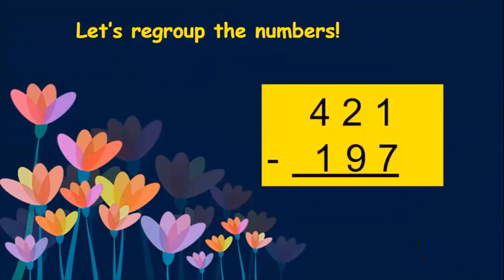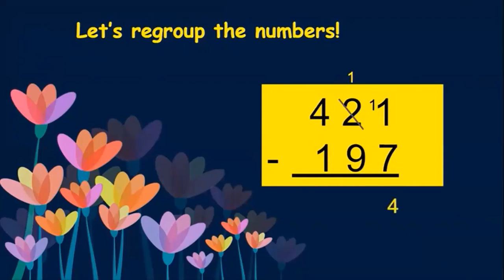Now, we have 421 minus 197. So first, look at the ones column. We have 1 minus 7. So we cannot subtract 7 from 1. So what are we going to do? This time, we are going to regroup the numbers. First, we are going to borrow 1 from 2. Then 2 becomes 1. And what happens to the one that you borrowed from 2? 1 will be placed beside 1. And that becomes 11 minus 7. So 11 minus 7 gives us 4.